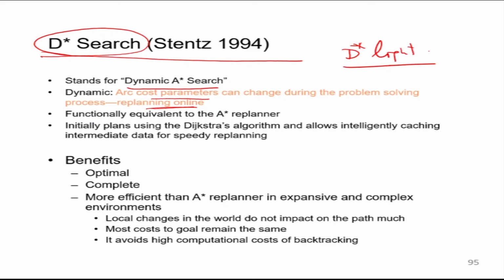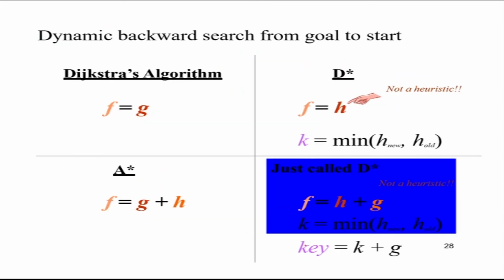Now the benefits of D star is that basically it's optimal and complete. It is more efficient than A star because replanning is expensive in complex environments. The local changes in the world do not impact the path much, so most costs to goal remain the same, and it avoids the high computational cost of backtracking. So basically this is the basic difference between Dijkstra's algorithm and D star.